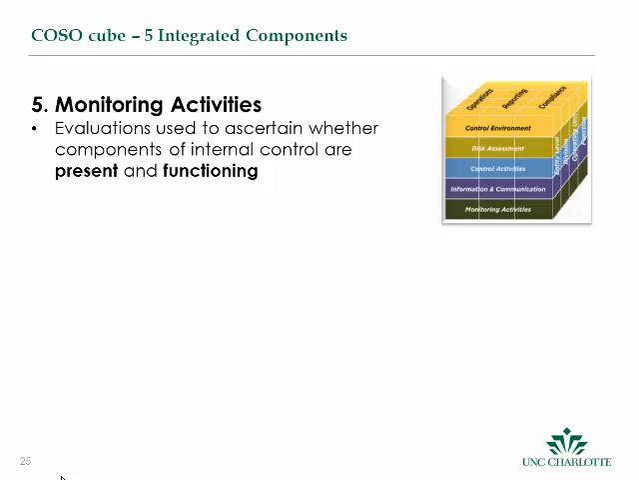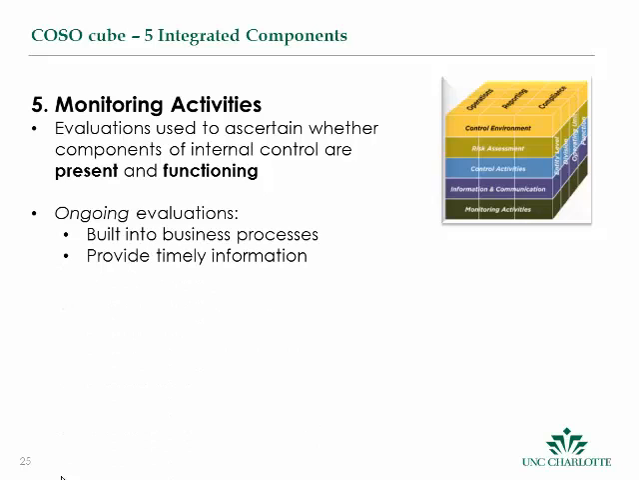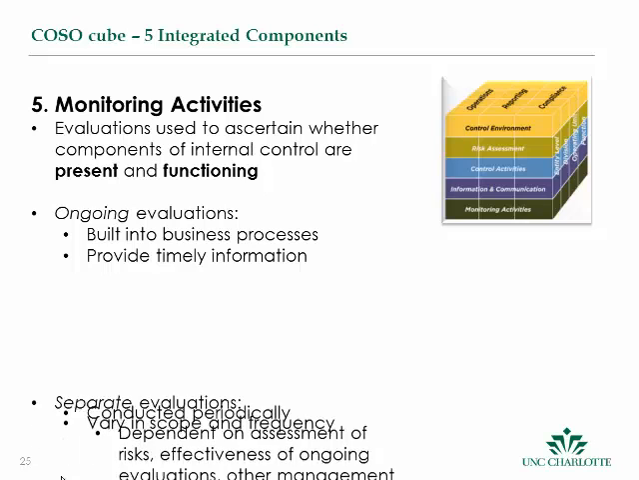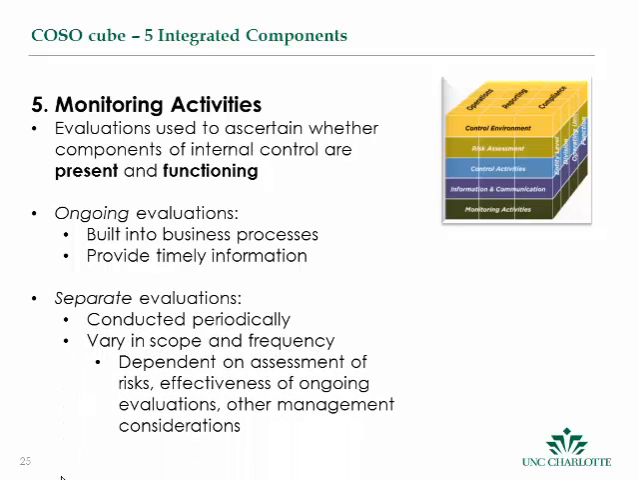The fifth and final component of the internal control framework is monitoring. Monitoring activities are evaluations used to ascertain whether components of internal control are present and functioning. These evaluations can be split into two categories. Ongoing evaluations are built into business processes and provide timely information on the underlying controls. Separate evaluations are conducted periodically and vary in scope and frequency based on prior assessments of risk, the effectiveness of ongoing evaluations, and other management considerations such as resource prioritization. Separate evaluations include internal audit activities. In other words, when we monitor an activity, we are assessing the performance of an internal control system over a period of time, helping to validate that the internal control system is operating as expected.